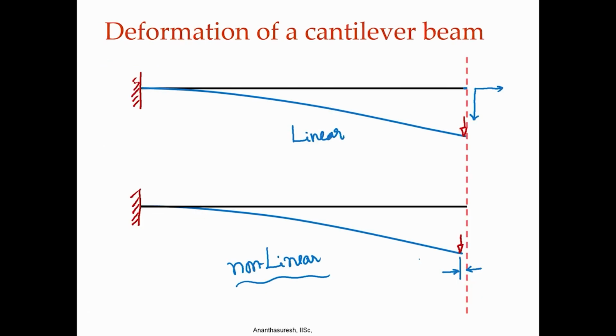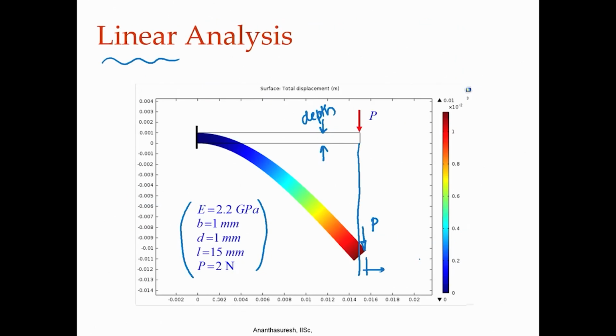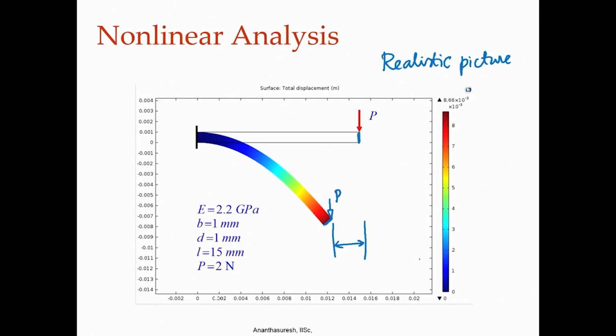Whereas, here you see it is moving towards the support. That is what you actually imagine when you hold a piece of wire or a strip of metal. When you apply the force, the free end comes towards the fixed end, which is the realistic picture that we get from the nonlinear analysis.